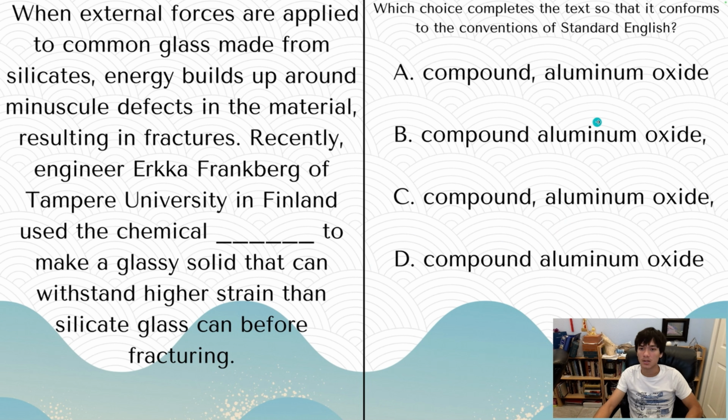So we'll just look at, let's just say B, okay? Because B might trick you, okay? For the same reason why using the comma in the prepositional phrase is wrong here, it would be wrong here as well. Because she used the chemical compound aluminum oxide, pause, to make a glassy solid that can withstand higher strain than silicate glass before fracturing. Think of this as a dependent clause here, okay? So it's separate from this. This is a dependent clause, this is a dependent clause. When you use a comma, that's what this turns into. But this is its own idea. So that's why D would be correct here, okay?